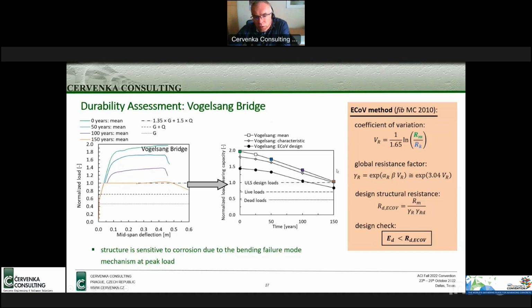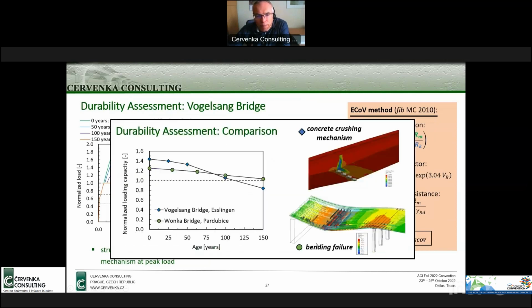And we can have the similar figure like before, that we plot the strength of the structure in time. And here we can see that again at about 100 years, there is not enough safety anymore. And the bridge would have to be maybe retrofitted or maybe taken out of service.